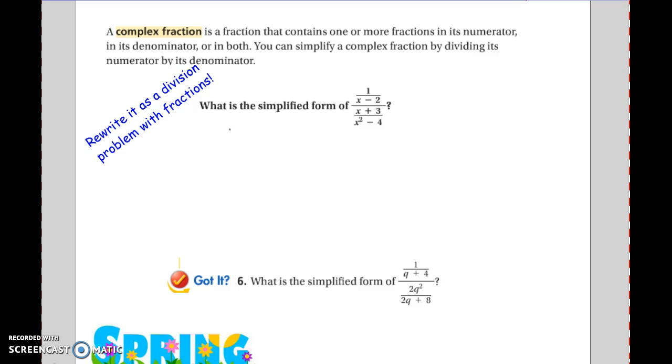Alright, so the last thing is a complex fraction, which is another way to do division. Don't let it make you nervous just because you see a fraction within a fraction. Basically, you're going to take this middle line right here and you're going to extend it. And that's your division line. So you have your top fraction divided by your bottom fraction.